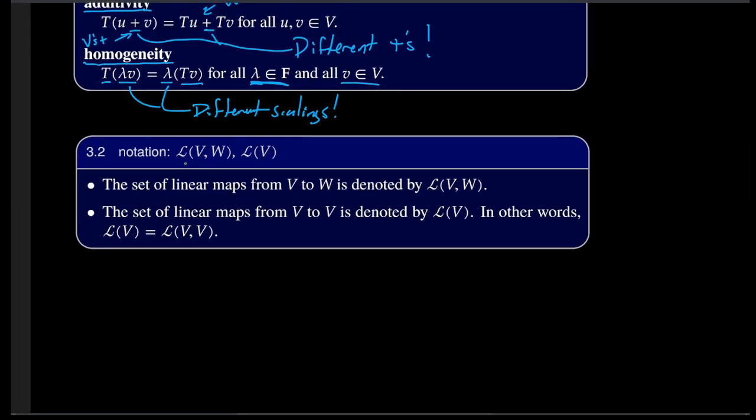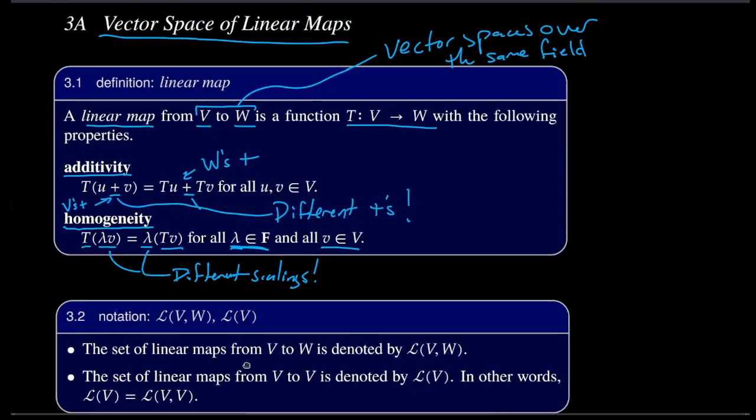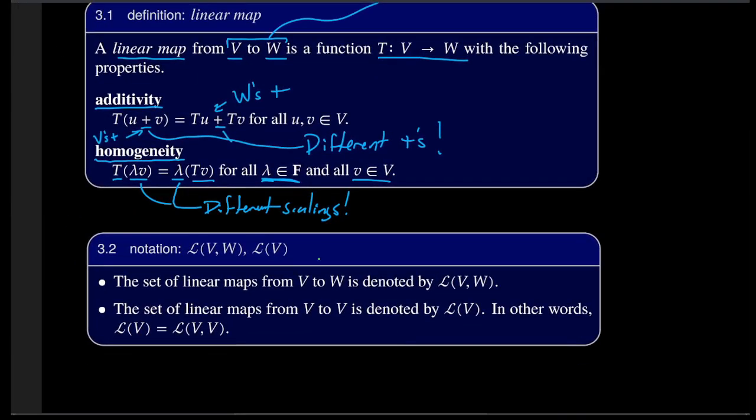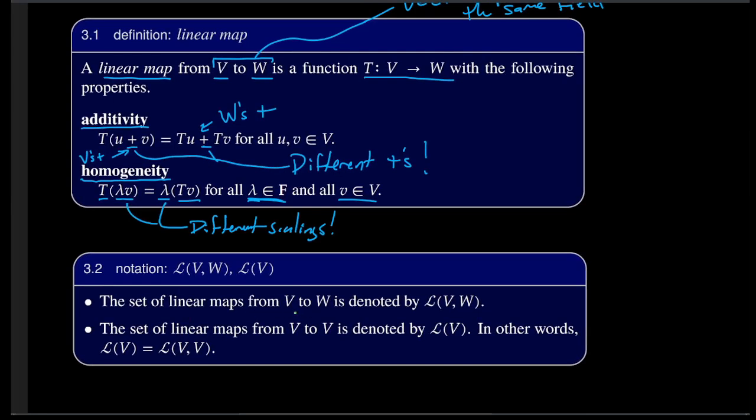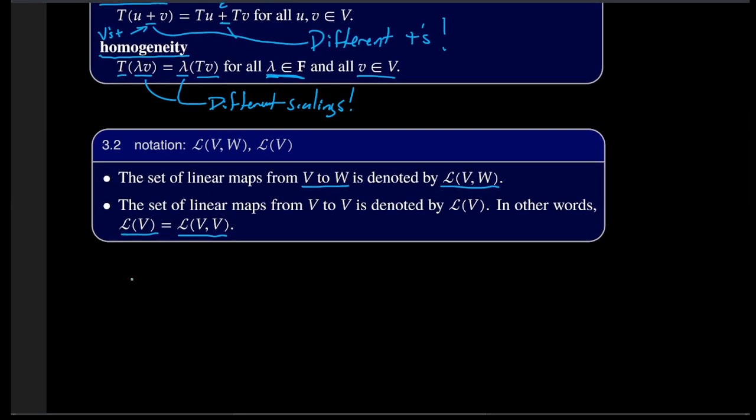We'll use a little bit of notation here to represent the set of all linear maps from V to W. So the set of all these linear maps we'll denote by a cool calligraphic L and then V comma W. And then in the case where V and W are equal, we won't write V twice. Instead, we'll just write L(V). So let's look at a few examples. Okay, first example.